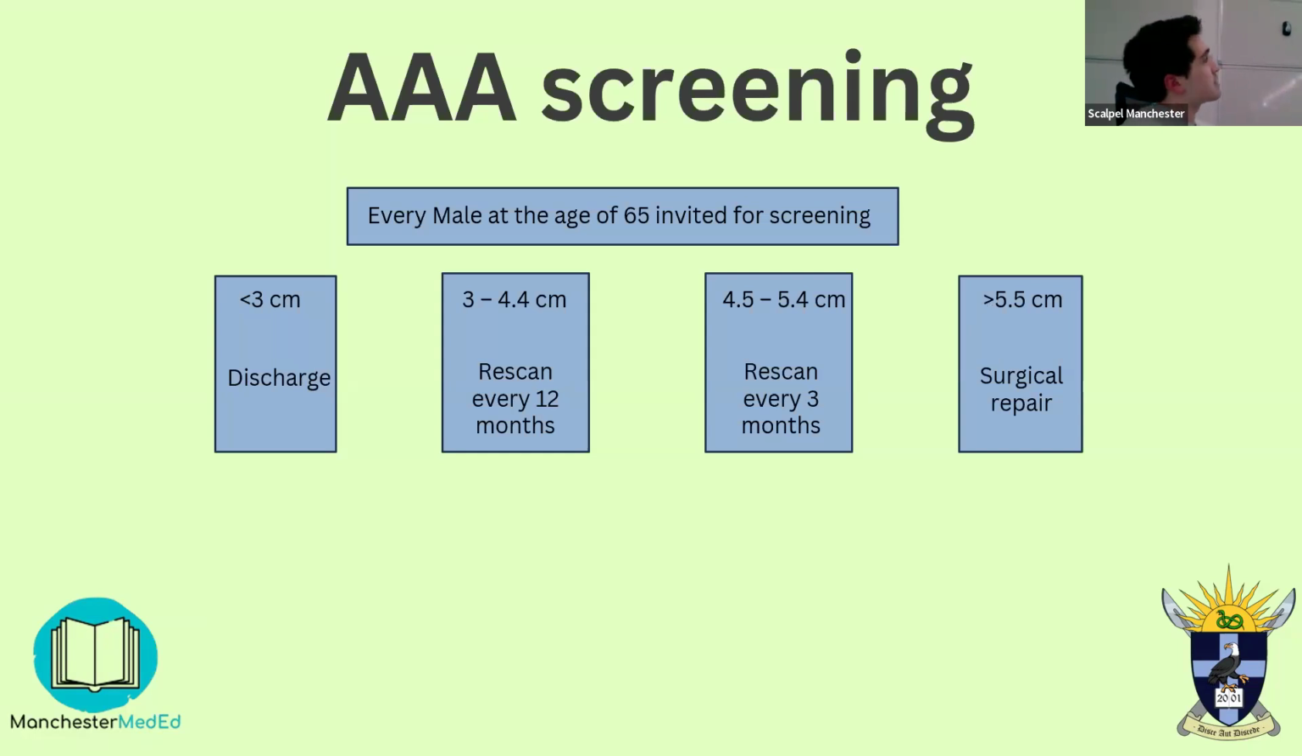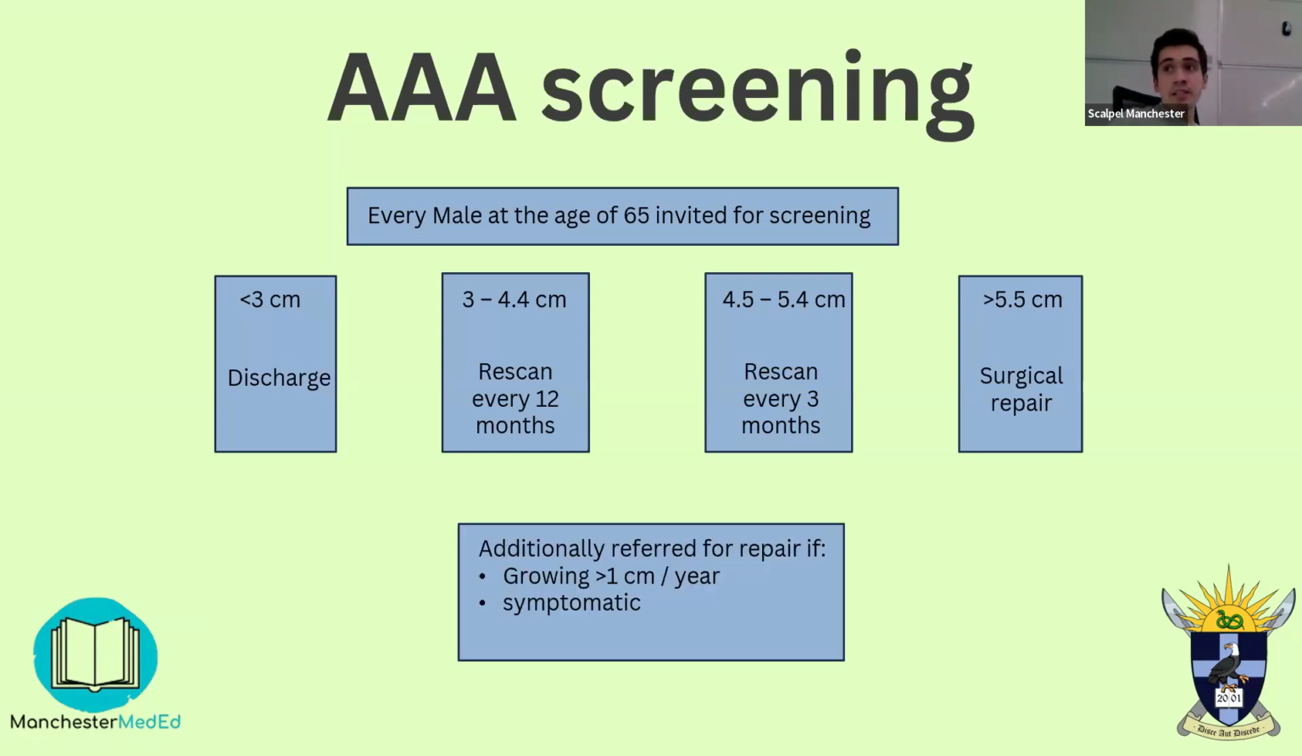A lot of aneurysms are picked up incidentally outside of the screening program, but the same rules will apply. If an aneurysm is picked up, they'll be referred for routine surveillance, even if it wasn't picked up by the screening program. Additionally, if the aneurysm is growing by more than 1 centimeter per year, or it becomes symptomatic, which basically always means back pain, they are referred for aneurysm repair.